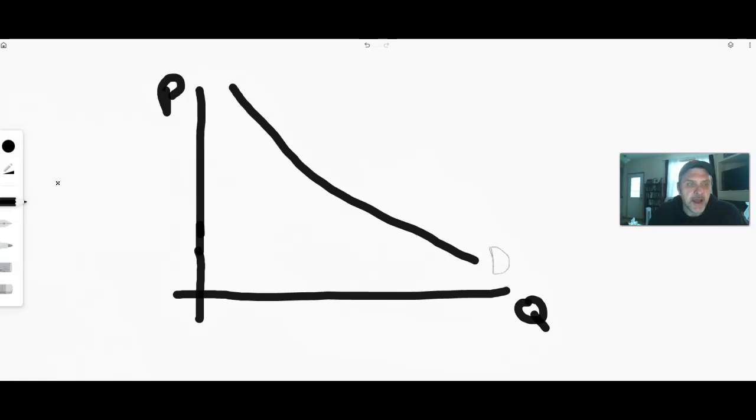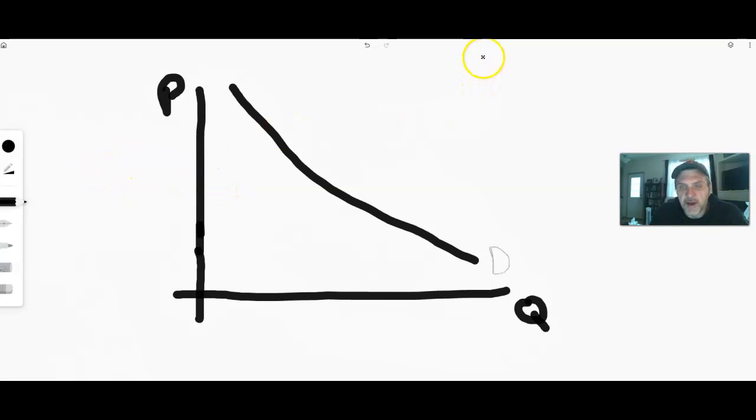Now, your book talks about what a change in quantity demanded means. A change in quantity demanded basically means that when the price of a good changes, the quantity demanded of that good is going to change. So if the price goes up, the quantity demanded is going to go down. And when the price goes down, the quantity demanded is going to go up.